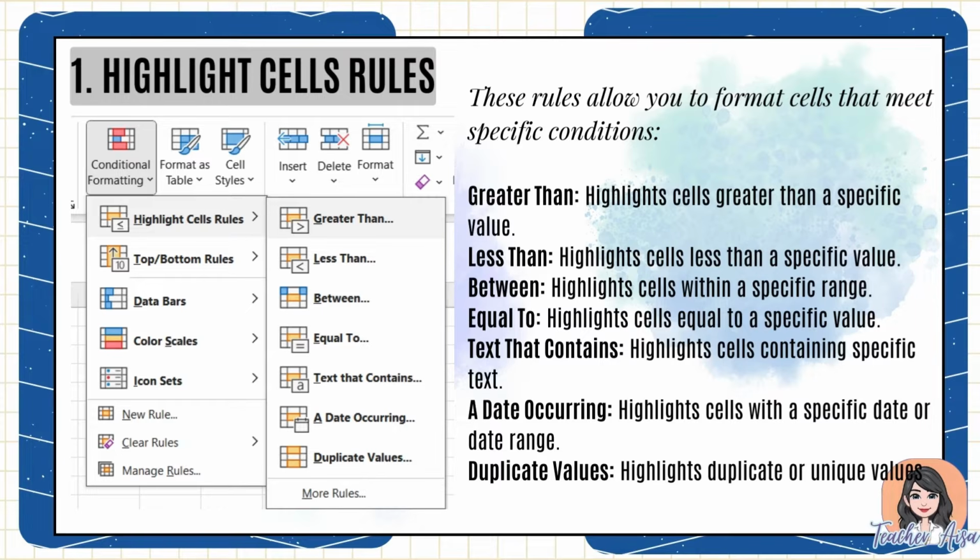Equal to highlights cells equal to a specific value. Text that contains highlights cells containing specific text. A date occurring highlights cells with a specific date or date range. Duplicate values highlights duplicate or unique values.